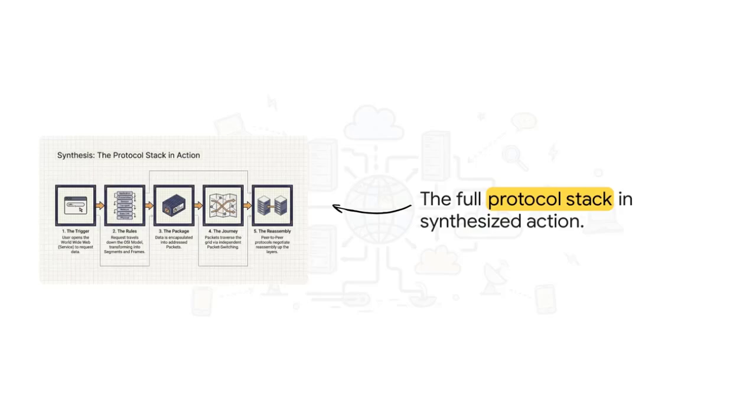Next up is the package, encapsulating that data into addressed packets, which then take the journey across the global grid via independent packet switching. And finally, reassembly. The packets arrive at the destination, negotiating their way right back up the layers to present you with a flawless, seamless web page. It's like a giant puzzle coming together instantly.